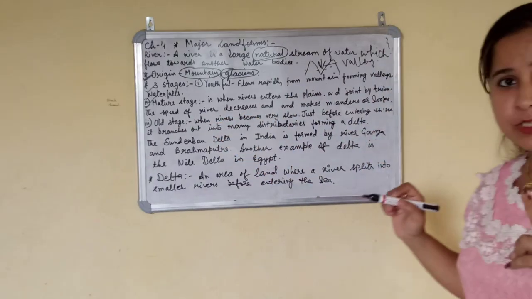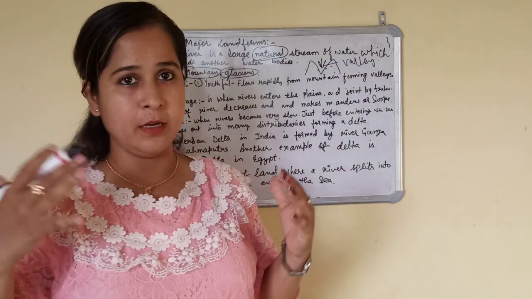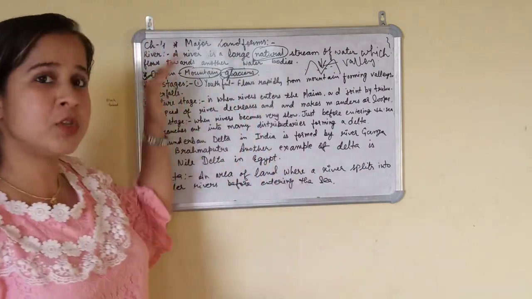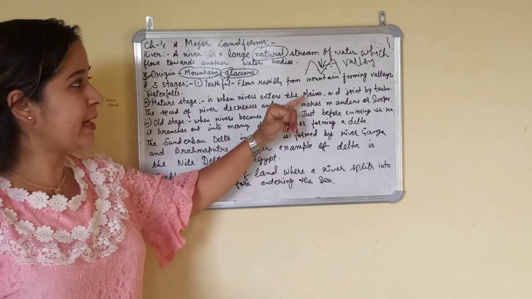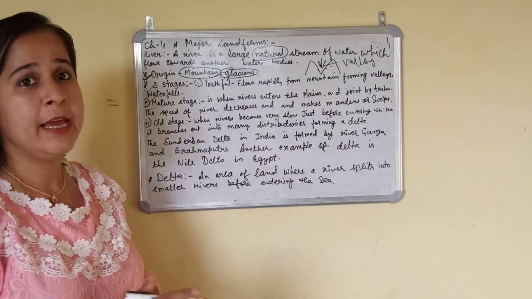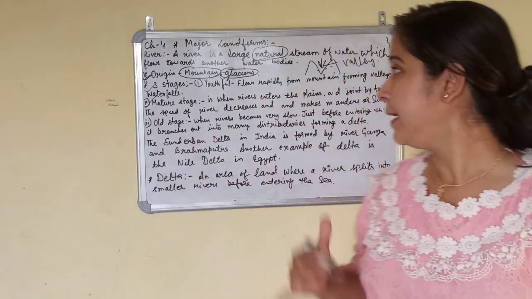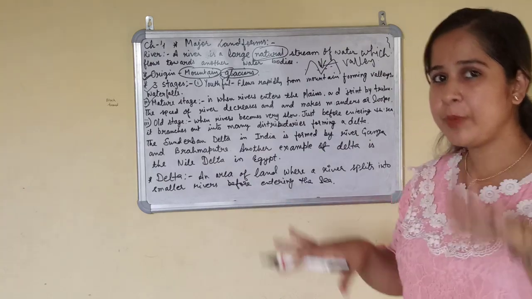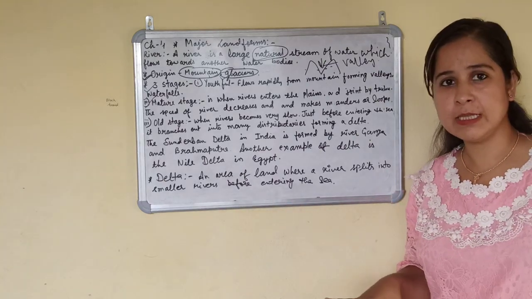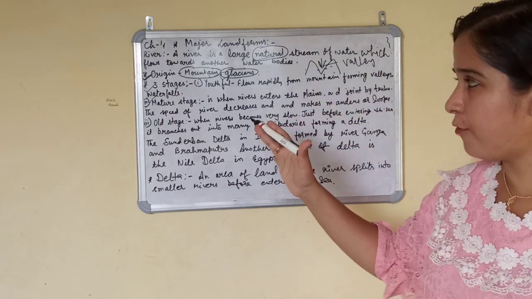Yes, the second stage is the matured stage, when the river becomes a little older than its youthful stage. The matured stage is when the river enters the plain and is joined by its tributaries. Plain areas I have discussed in my last video; it is one of the parts of major landforms.